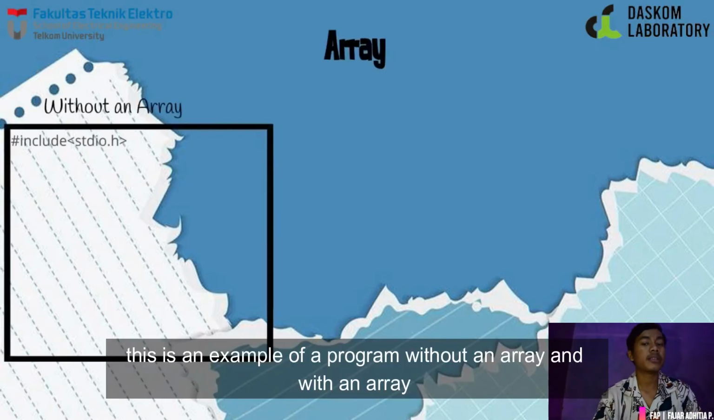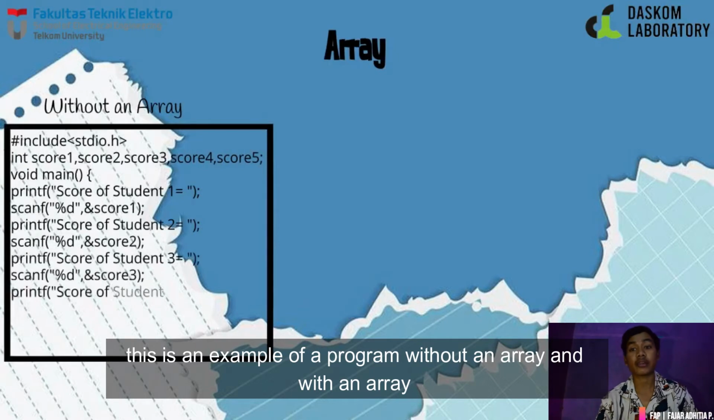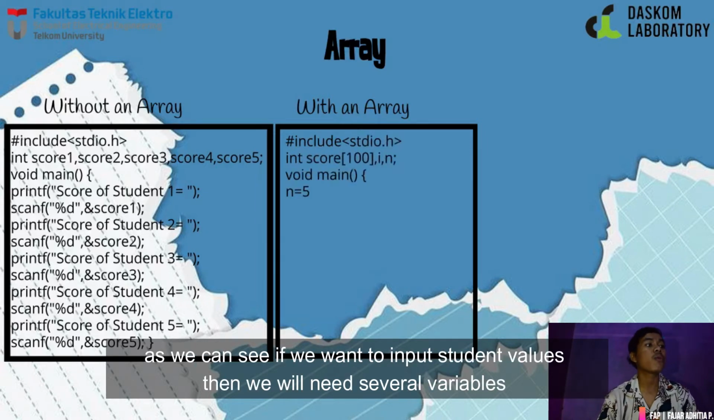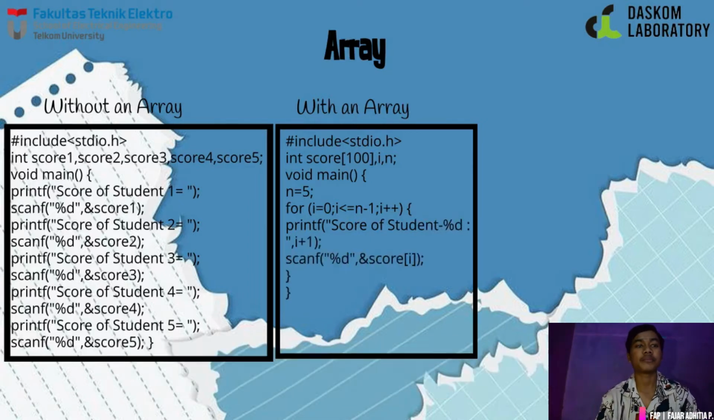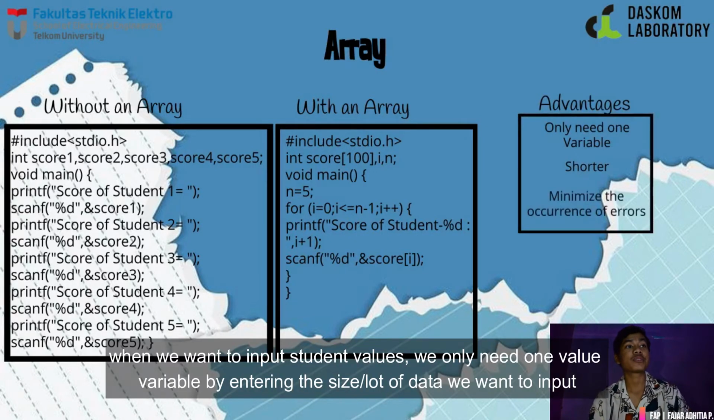This is an example of a program without an array and with an array, where coding without an array will require more than one variable. As we can see, if we want to input student values, then we will need several variables depending on how many values we input. This can take a long time. It's different from using an array. When we want to input student values, we only need one value variable by entering the size or amount of data we want to input.